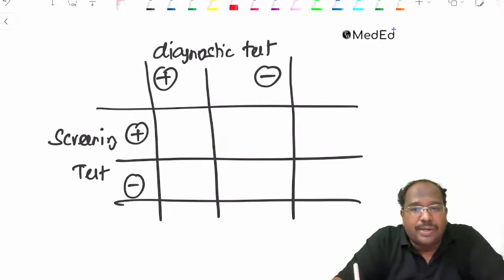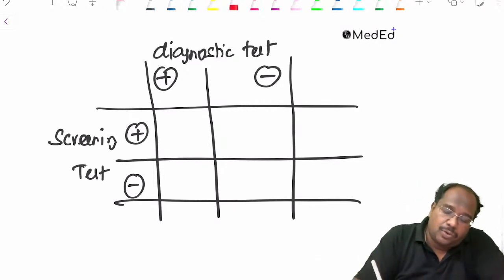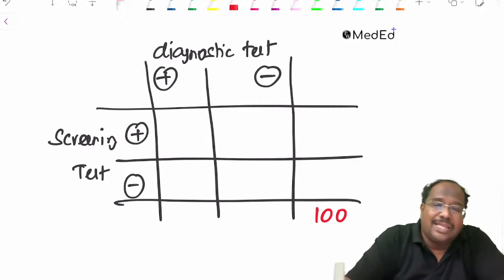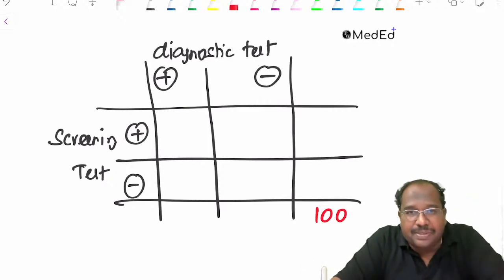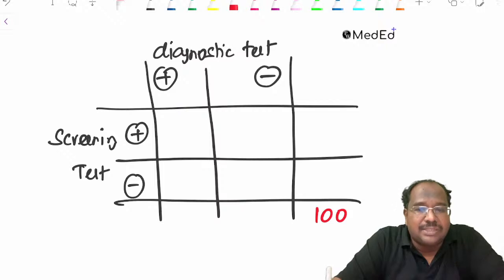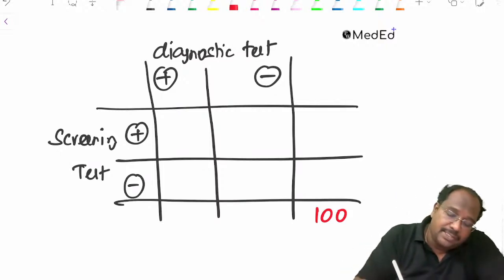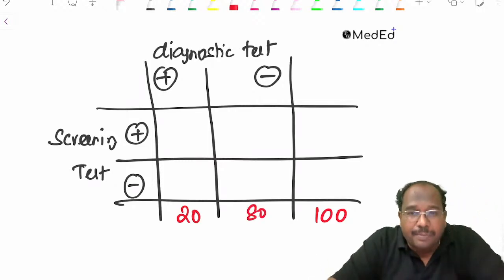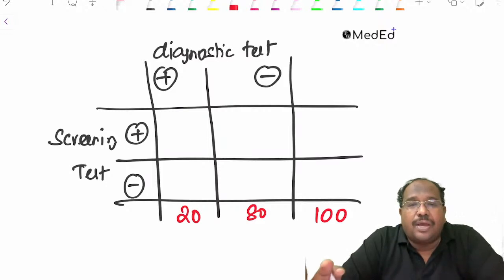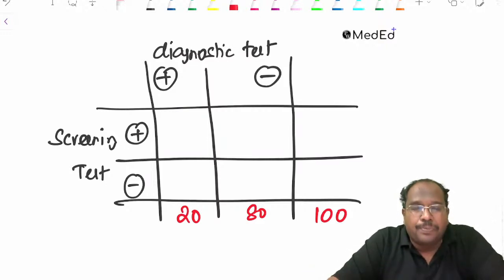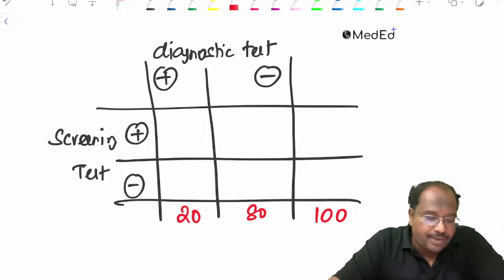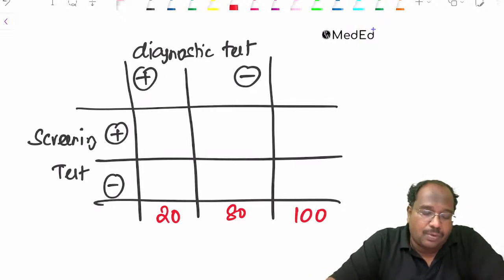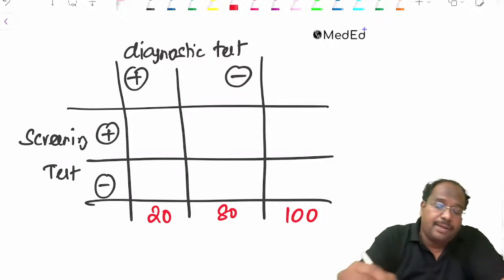Now what is the total population they have given? Total population is 100. They said the disease prevalence is 20%. What is 20% of 100? Yes, this is 20. The remaining is how much? Total population is 100, out of them 20% disease prevalence is 20. The remaining is 80.